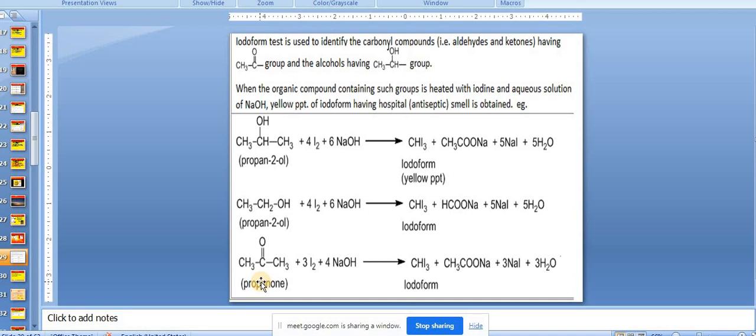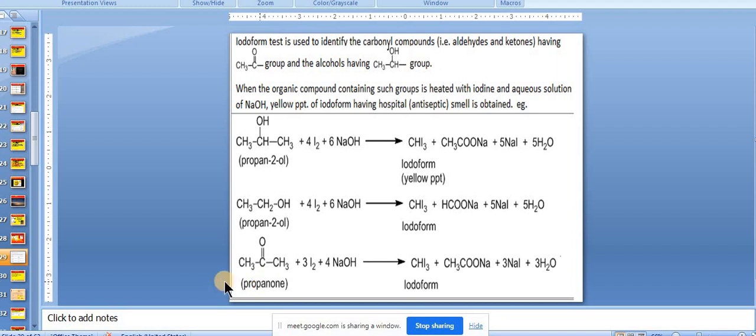We are treating them with iodine and NaOH. Please see the numbers, either 4 and 6 or 3 and 4. While balancing the reactions, you will find that in the case of alcohol you will have the numbers 4 and 6. For most other organic compounds which give the iodoform test, the stoichiometric coefficient of iodine would be 3 and of NaOH would be 4. But in the case of ethanol, it would be 4 and 6. So these things we have to keep in mind, right? So CHI3.